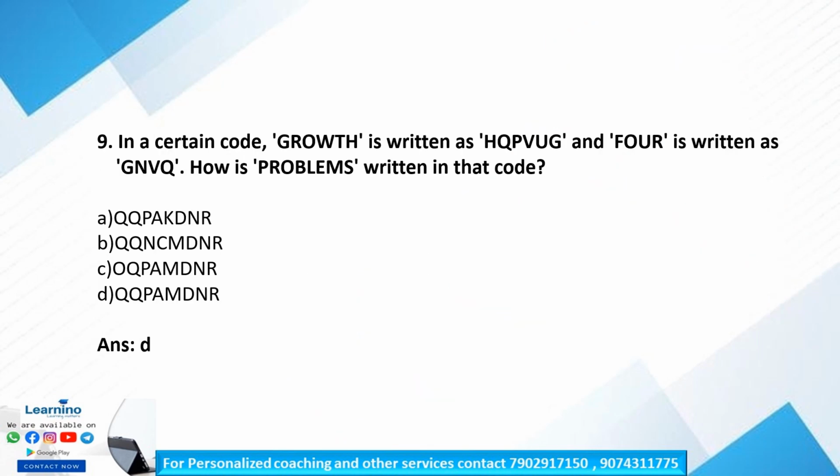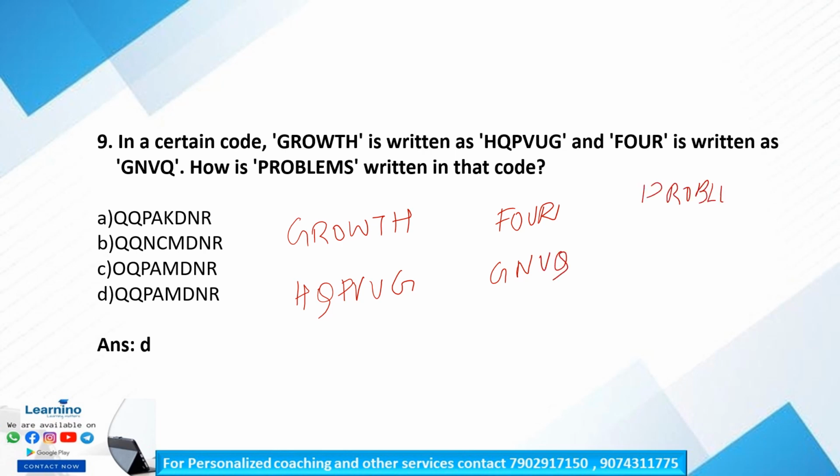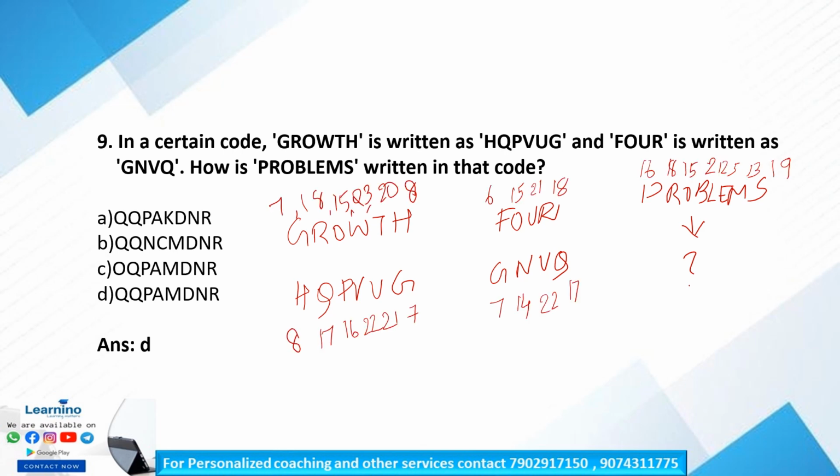In a certain code, GROWTH is written as HQPVUG and 4 is written as GNVQ. How is PROBLEMS in the same code written is our question. So how can we write PROBLEMS in that code? Okay. So first in this question we have to write the corresponding numbers of each alphabet. So these are the corresponding numbers of each alphabet.